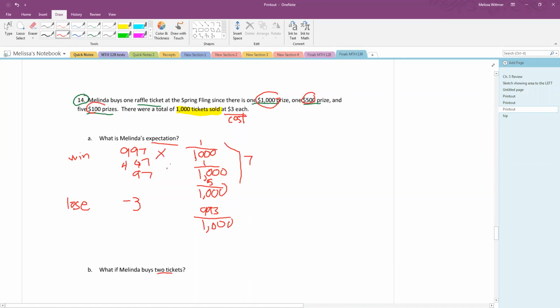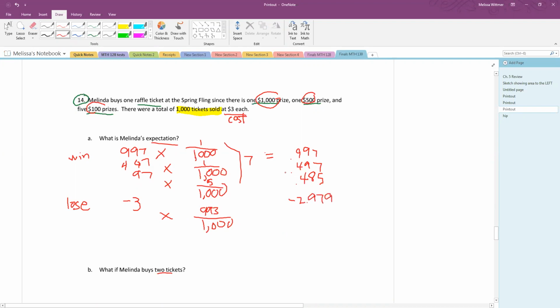Now we multiply straight across with each value and its probability, and you get decimals for each of these. So the decimals are 0.997, and then we have 497 times 1 divided by 1,000 is 0.497. And then we have 97 times 5 divided by 1,000, 0.485. And then lastly, -3 times 993 divided by 1,000, -2.979.